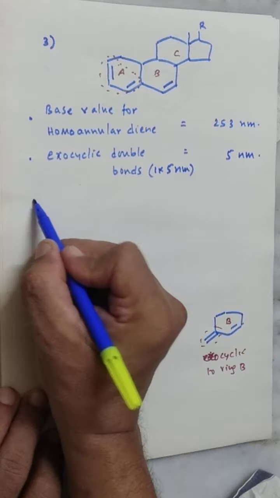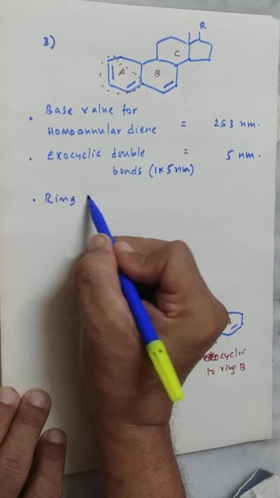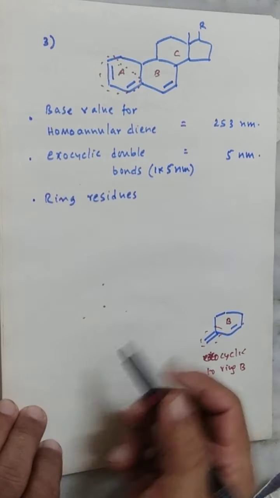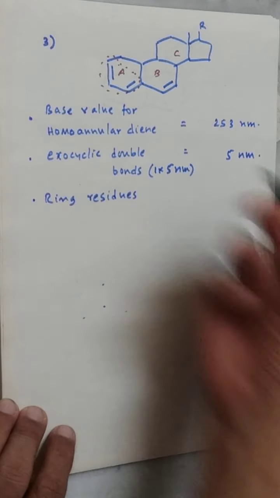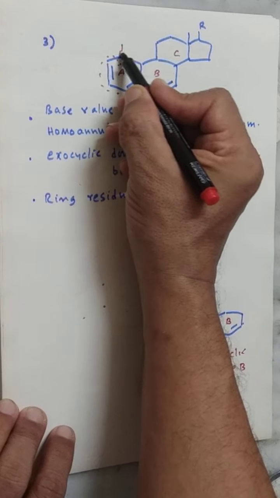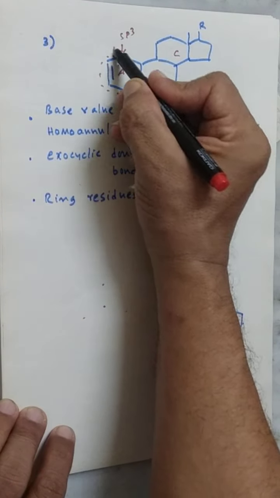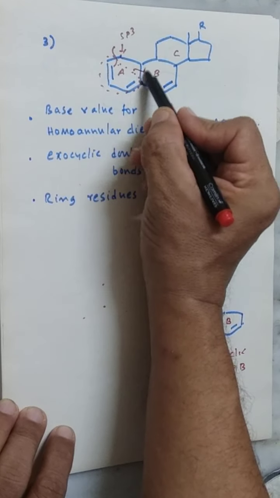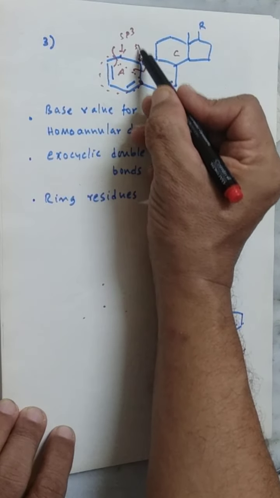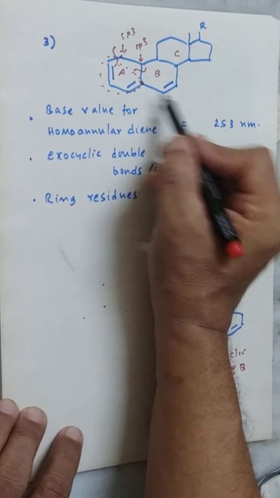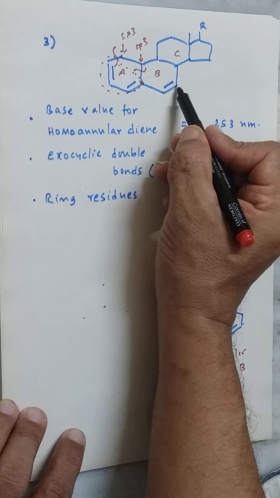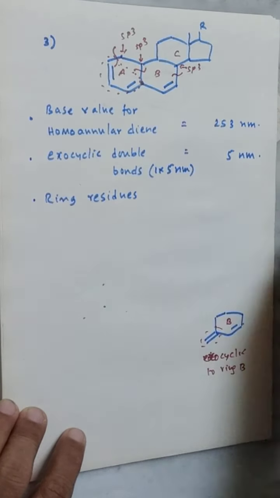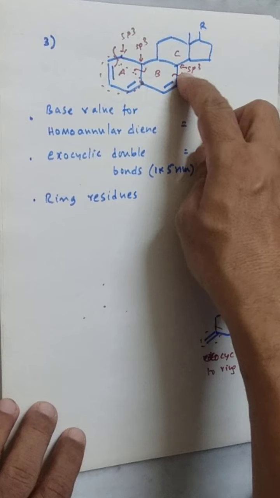Okay, then next you have to calculate the ring residues. If you calculate the ring residues, see here. If you observe carefully, see this double bond. This is sp3 carbon, so this becomes one ring residue. Now coming to this double bond, this is sp3, so this becomes another ring residue. This is sp3 carbon. Now this double bond is also attached to another sp3. So there are 3 double bonds attached to 3 sp3 carbons.